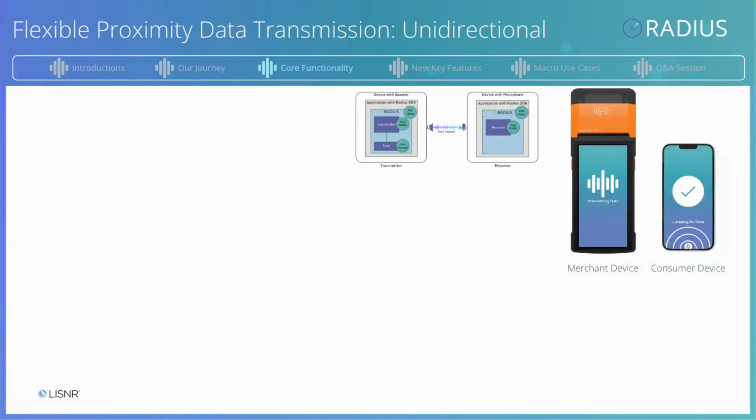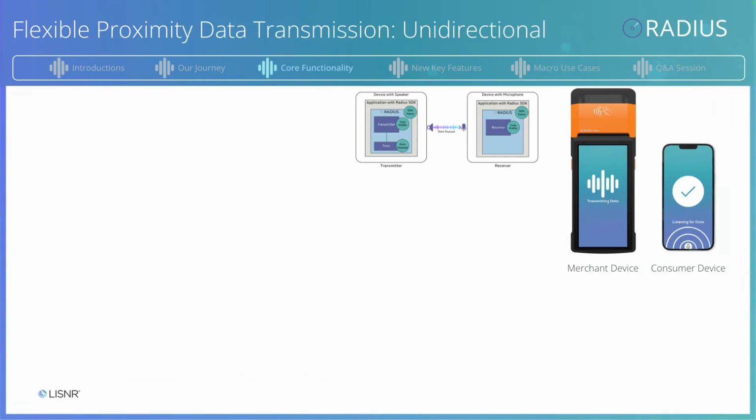So I want to jump into a few examples of unidirectional transmissions. Leveraging what we just learned about our tone profiles, we want to put them into practice a little bit and walk through the flexibility of how a bunch of unique experiences can be triggered with our Radius 3.0 SDK.